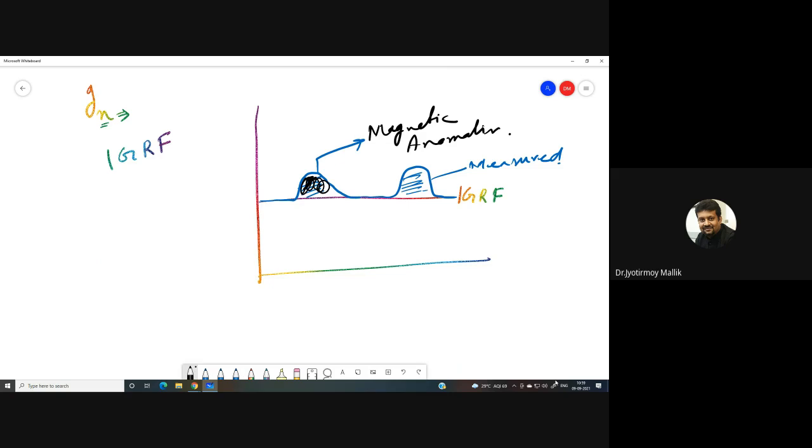So obviously, if it is higher than IGRF, that means I have a material which has slightly more magnetization. Higher magnetization means it could be an iron, nickel, or cobalt rich core, or something which is metallic, which would have a magnetic anomaly compared to something which is non-metallic. Right? All right. So I will stop here today.